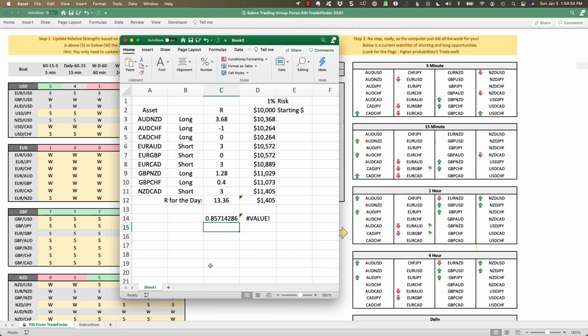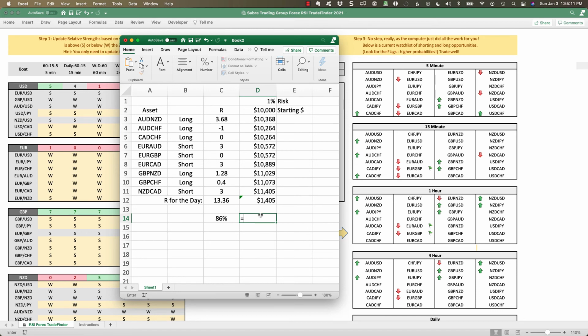That's an 85% hit rate. That doesn't suck, as they like to say back in New York. All right, and so what was I trying to do over here? I don't know what I was trying to do over here. I had a formula. Probably trying to calculate the percentage return.